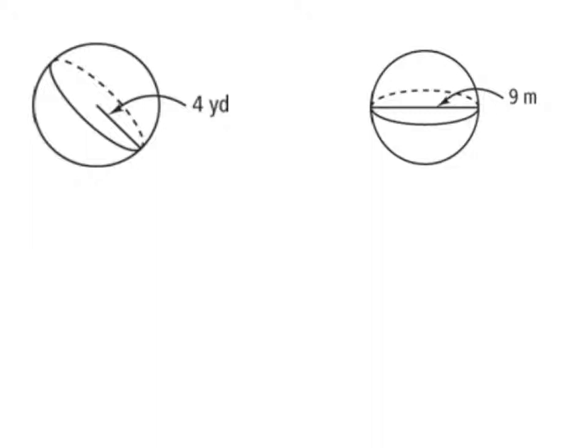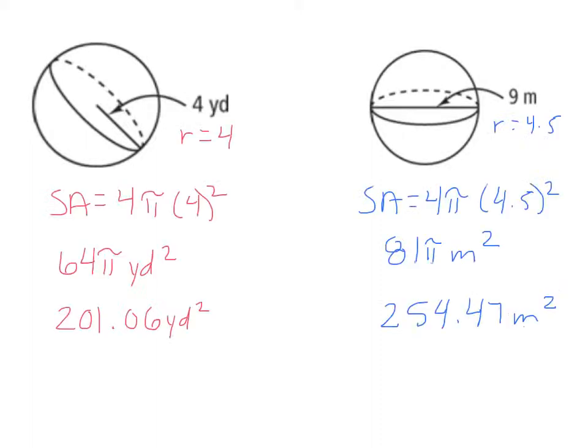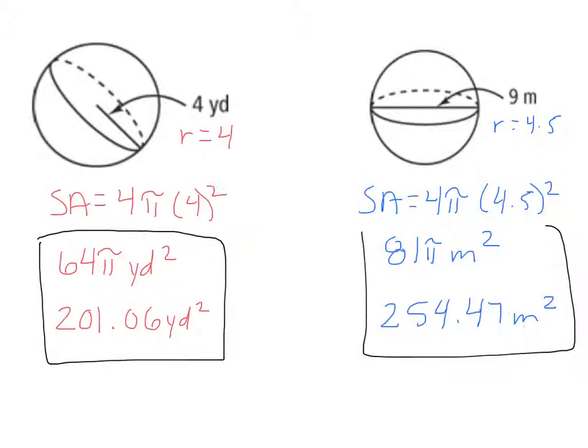I want you to pause the video, yes, pause the video, and find the surface area of these two spheres. So I put both my answers in both pi units and to the nearest hundredth. Unless it tells you which way to do it, I do not care. However, if you're going to round to the decimal, I would like to the nearest hundredth. So those are my two answers.